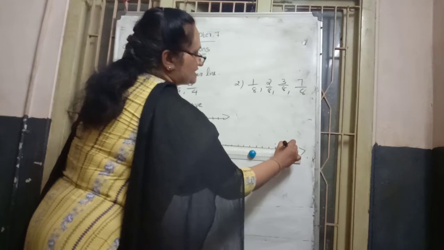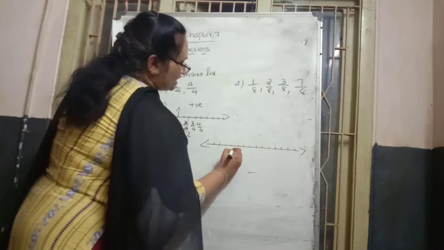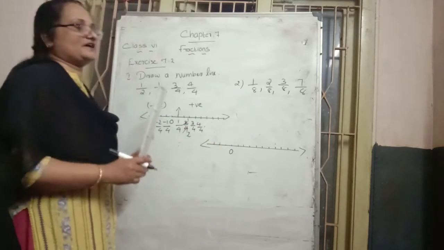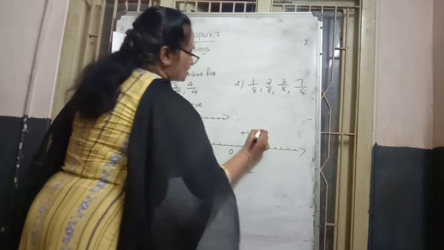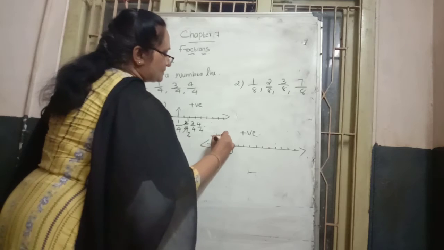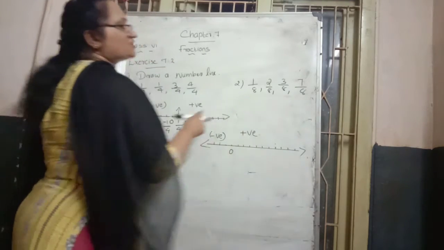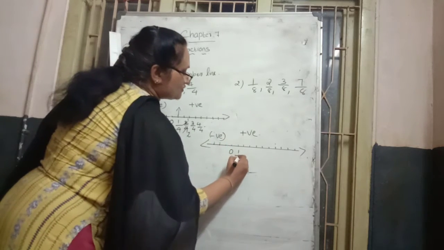Then mark 0 anywhere you like. All the given numbers are positive numbers, that's why 0 is marked here. The right side of zero represents positive values, and the left side of zero represents negative values. After 0, what is the denominator? 8. That's why the first number is 1 by 8.